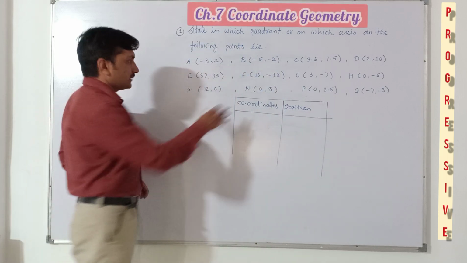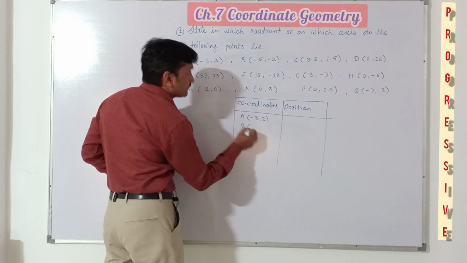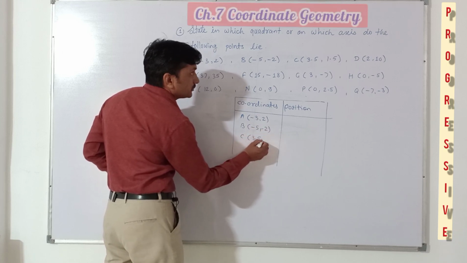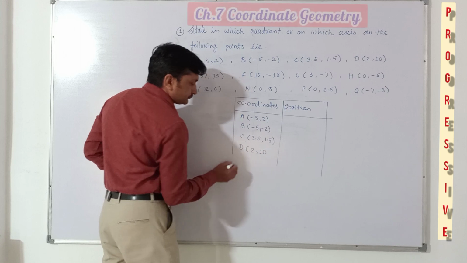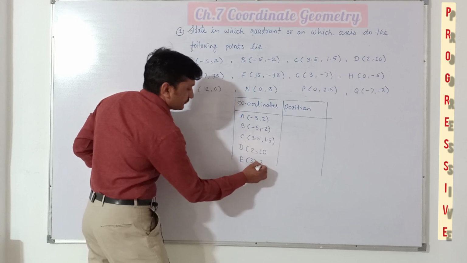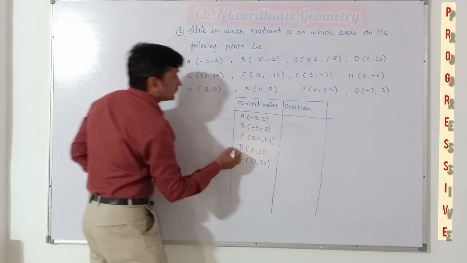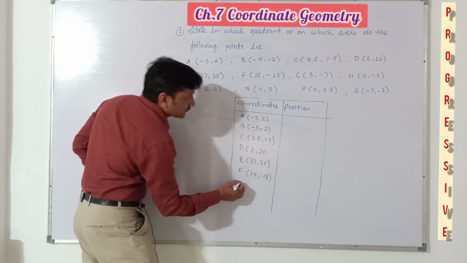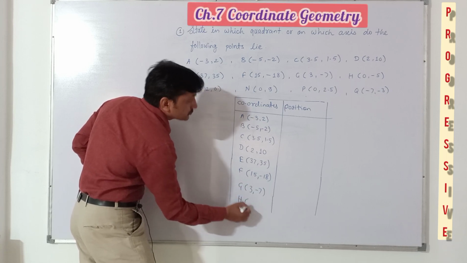In this way. Now I first write all these given points: A (-3, 2), B (-5, -2), C (3.5, 1.5), D (2, 10), E (37, 35), F (15, -18), G (3, -7), H (0, -5).